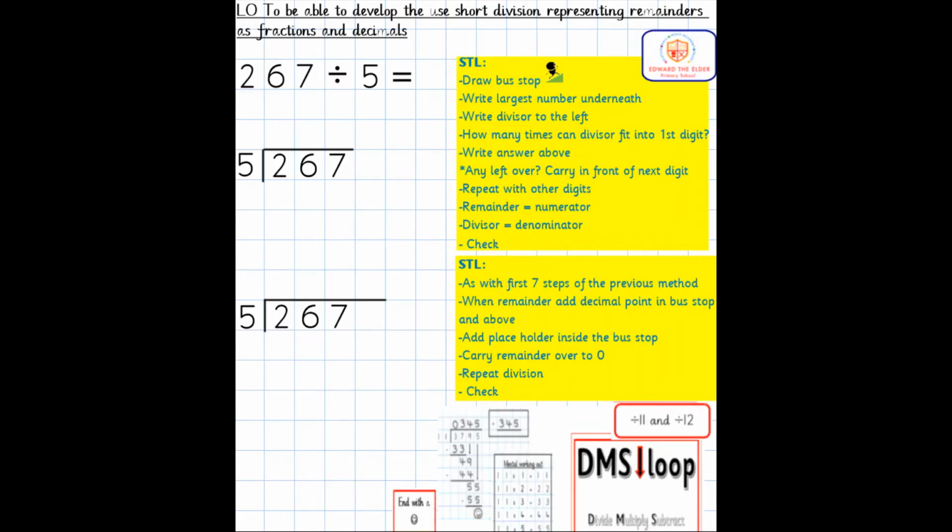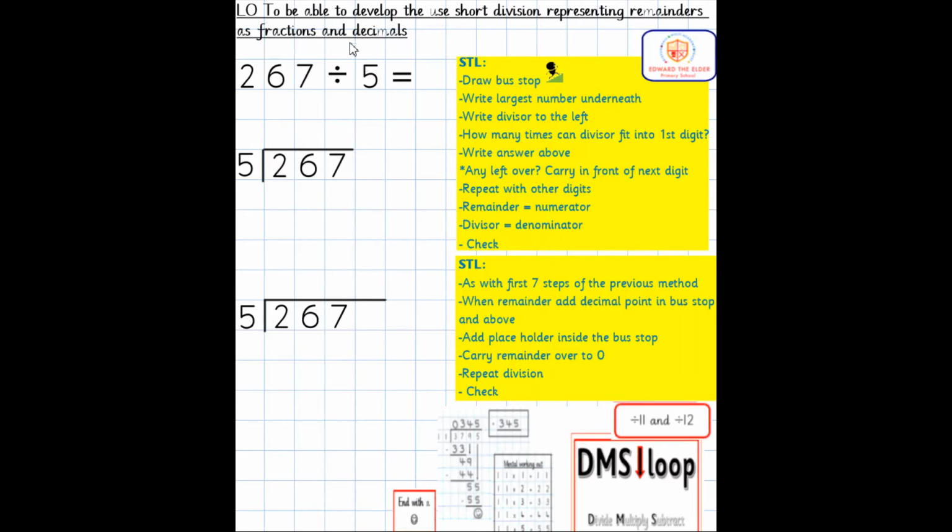In Year 5, there are 4 methods of division taught. The initial methods focus on short division, building on from Year 4's learning, including remainders and using increasingly larger numbers. A focus for Year 5's learning is how we can represent those remainders.